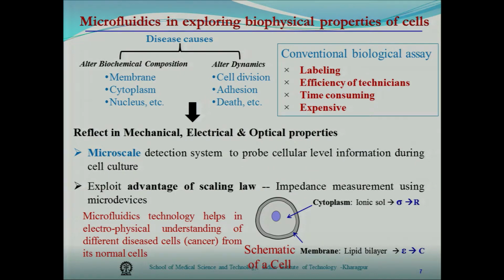Now, the conventional technique is the labeling technique I have already discussed, by fluorescence tagging. The technique is time consuming as well as expensive, because whatever biochemical assays we do, we require a lot of chemicals. Now, coming to the other side, these changes also reflect in the mechanical, electrical and optical properties. Now, a microscale detection system to probe the cellular level information during the cell culture.